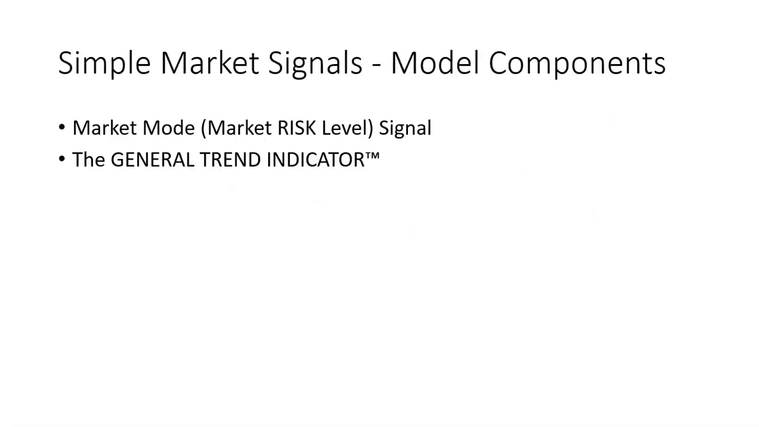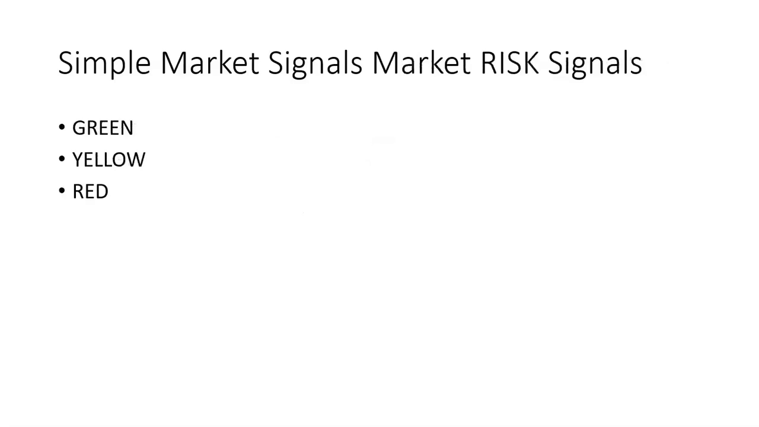There's two major components to the Simple Market Signals proprietary model. There's the risk mode, the market risk level signal, and then there's the general trend indicator. Let's start off with the Simple Market Signals risk signals. The Simple Market Signals risk signals, the market mode signals, are simply green, yellow, or red.